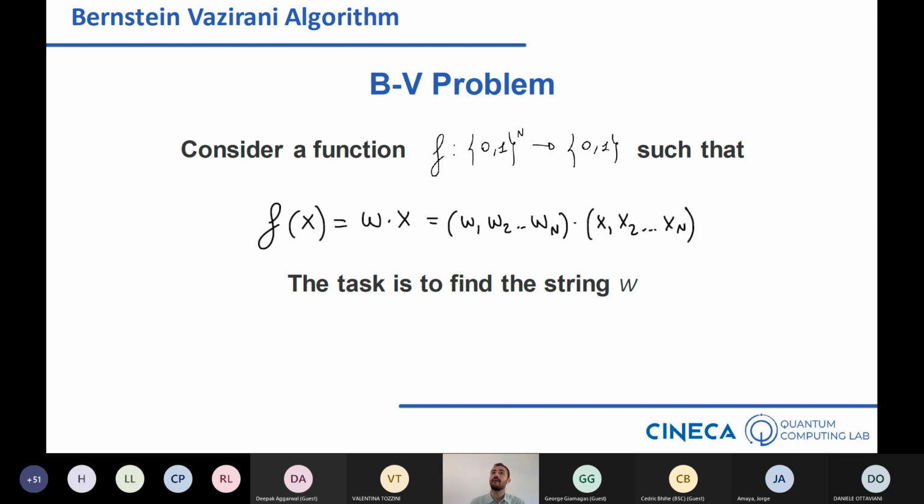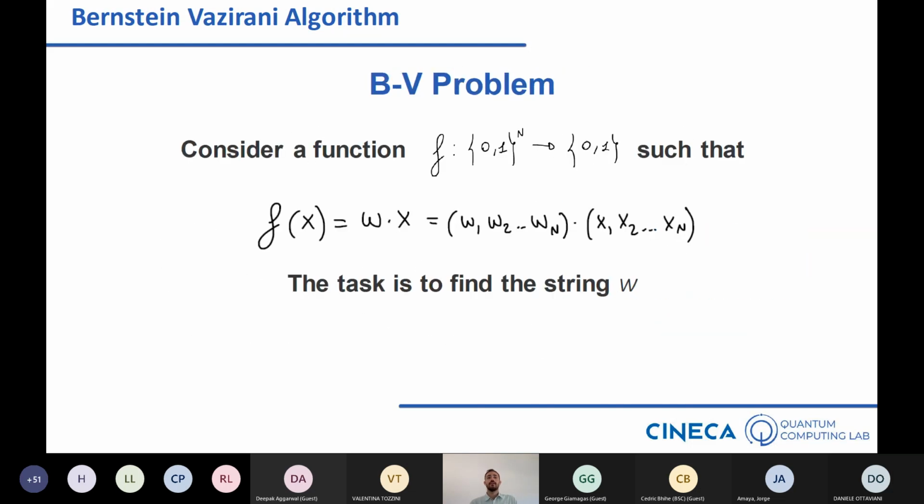The task is to find this string omega. Okay? x and omega are strings belonging to {0,1}^n, so each omega_i or each x_i is a bit.